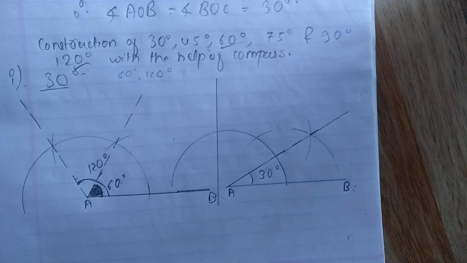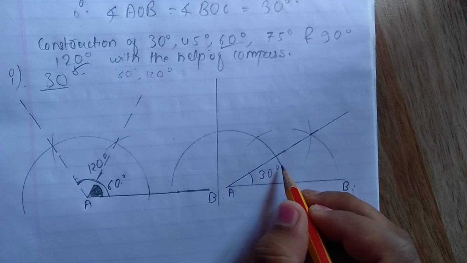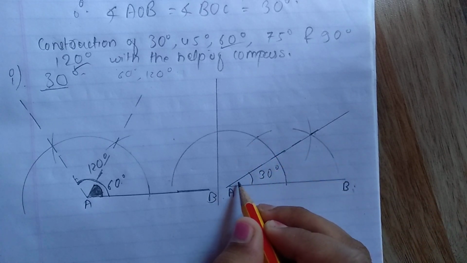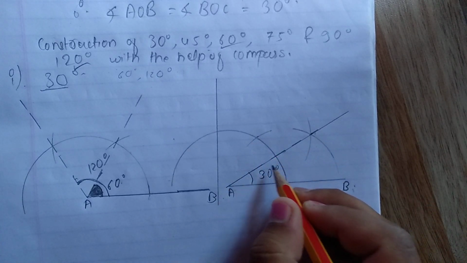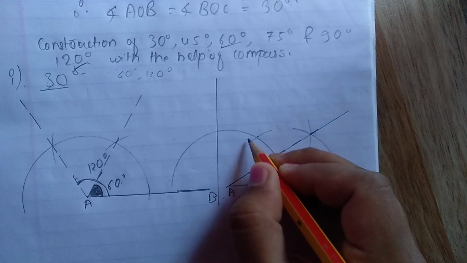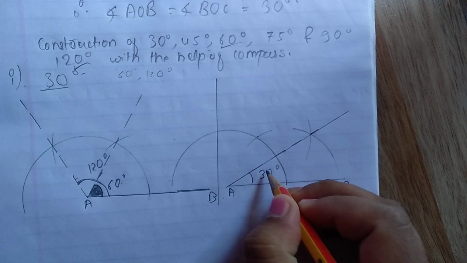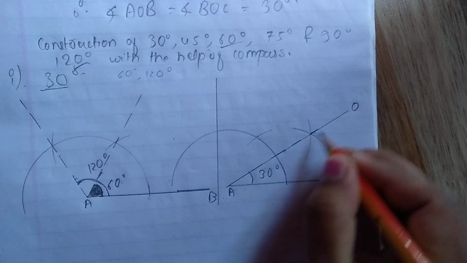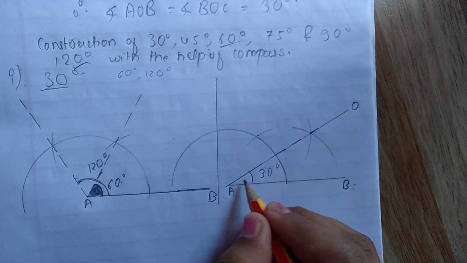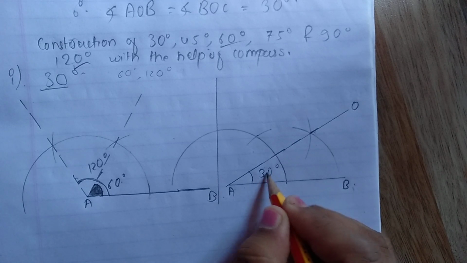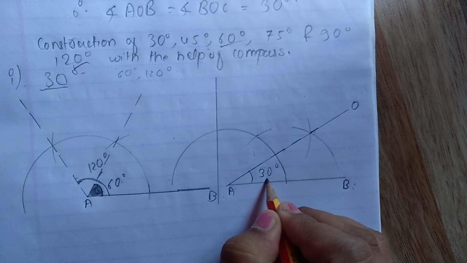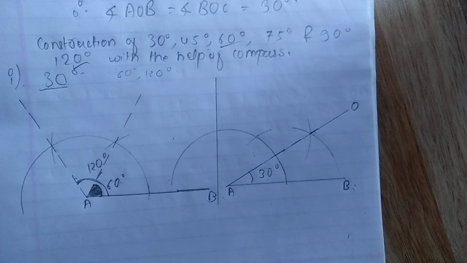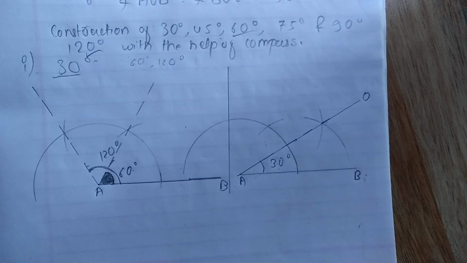Now you got my point. This is the 30 degree angle. This was 60 degrees, this is 30 degrees. And if we talk about the bisector also, then this line is the bisector of 60 degrees, because OA will exactly bisect the 60 degrees into two equal halves, that is 30 and 30. So this is a 30 degree angle. I think you now know how to construct 30 degrees.